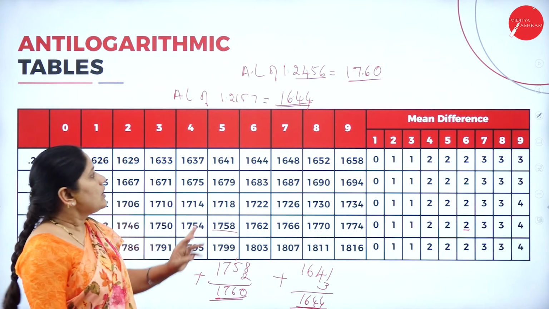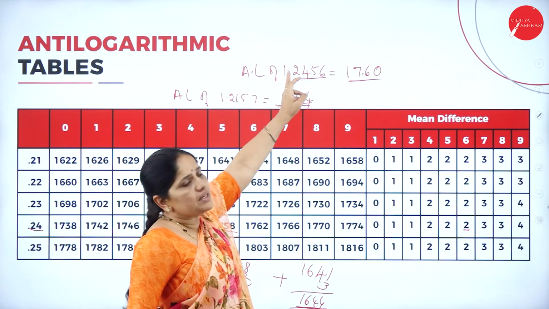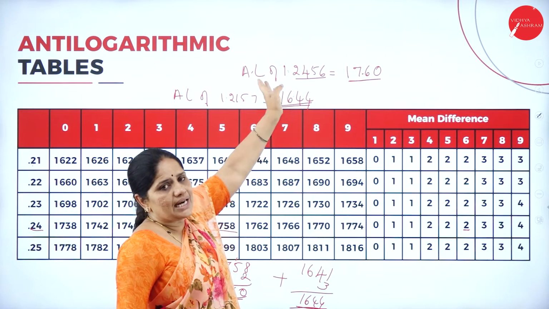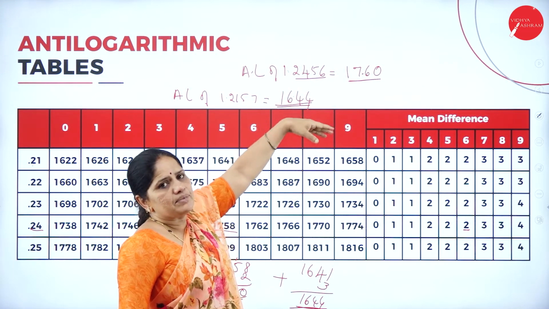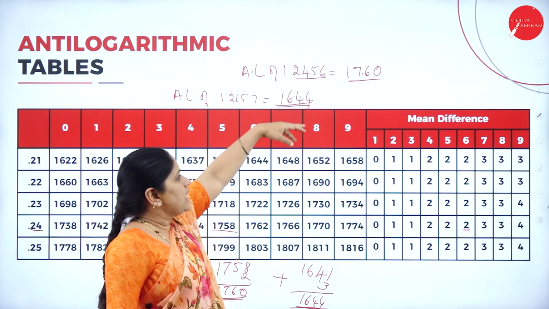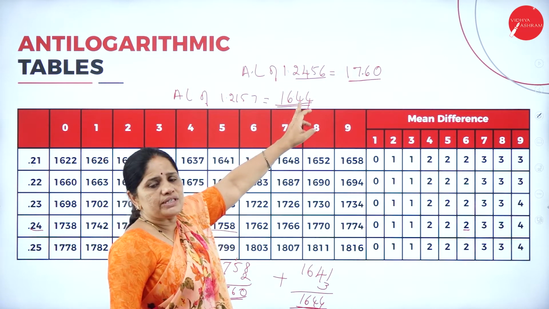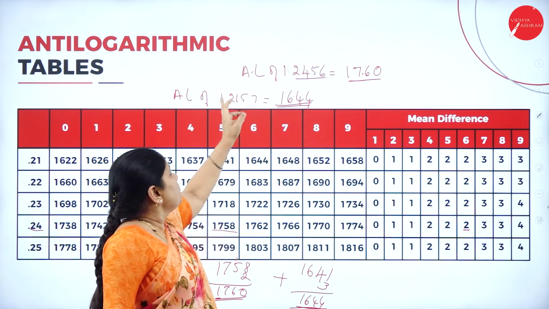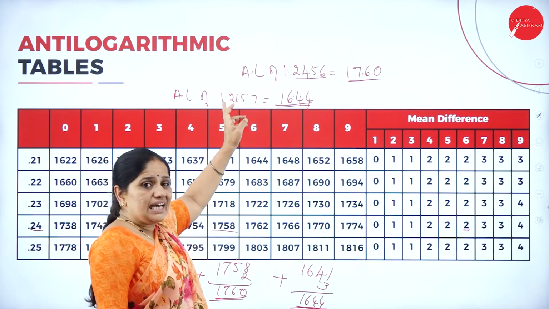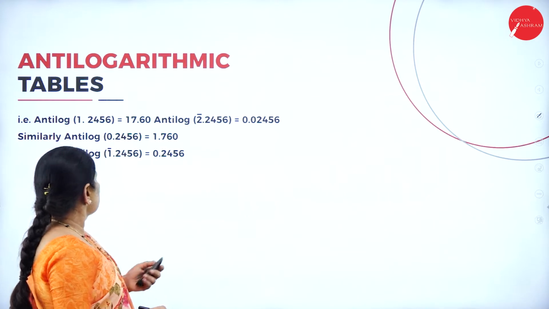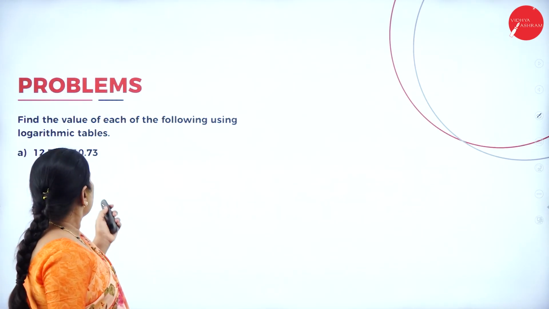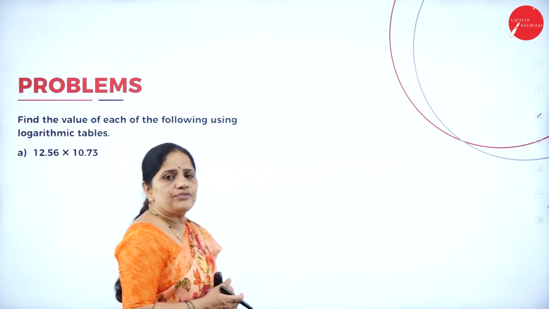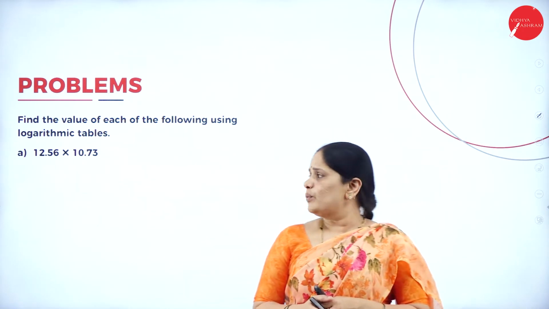Given antilog, we will have to read the table from the decimal point. To the right hand side, what are the numbers? Only those values we have to see, and then we have to insert the decimal point depending on the number in the characteristic. Now, next. I have already explained this. Now let us work out a few problems on these log values.